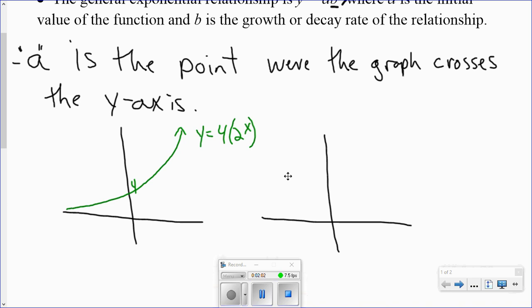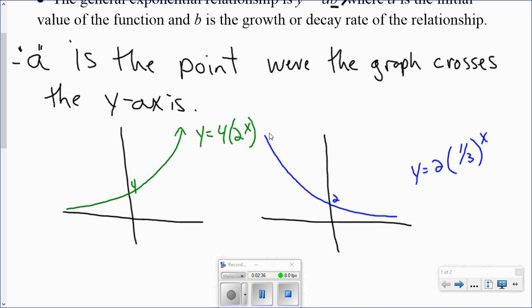Now, I want you to take a look at this next one. So this next graph is y is equal to 2 bracket 1/3 to the x. Now, that 1/3 to the x is basically showing that its initial value, like we said before, the starting value, the A value of our equation, is 2. And anything that's associated with the exponent is going to be either the growth or decay rate.